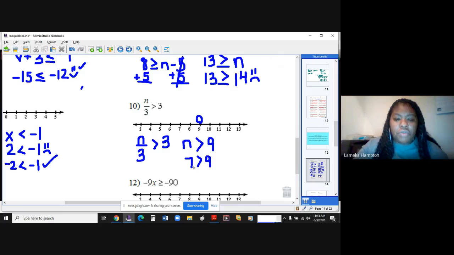Now, again, we know that 7 is not greater than 9. So any number to the left would not work. Now, if I pick 10, on the other hand, 10 is greater than 9. So because 10 is greater than 9, all my numbers over here.